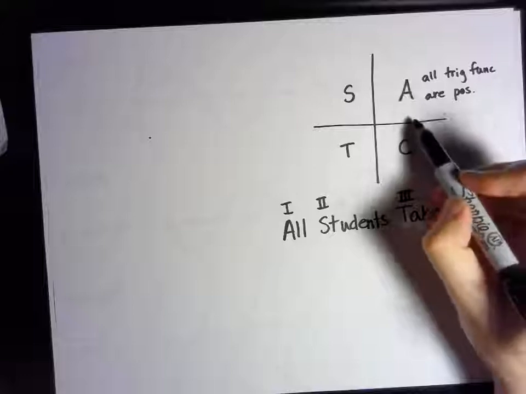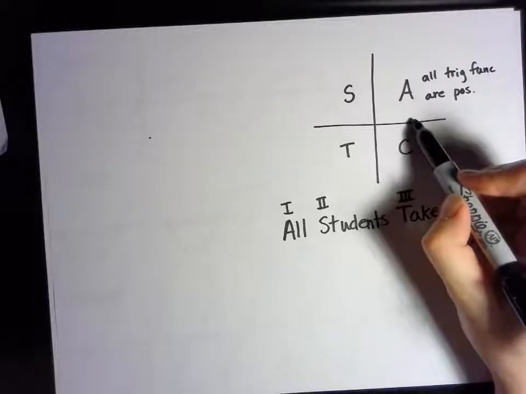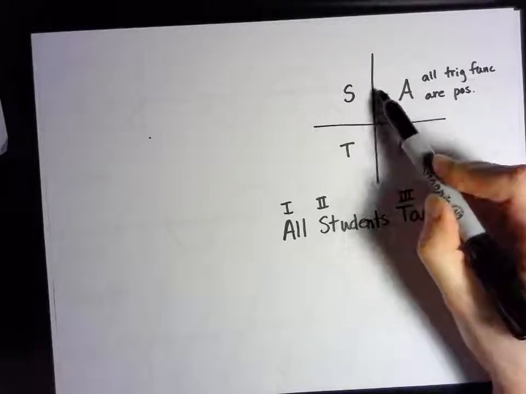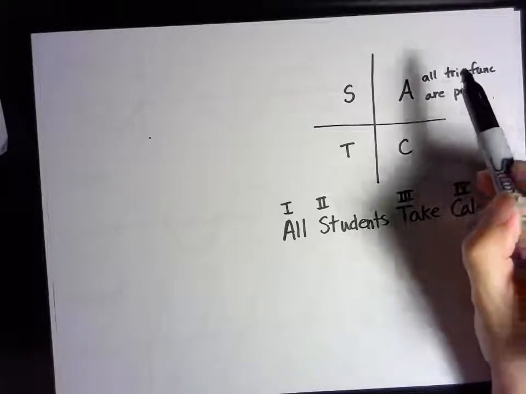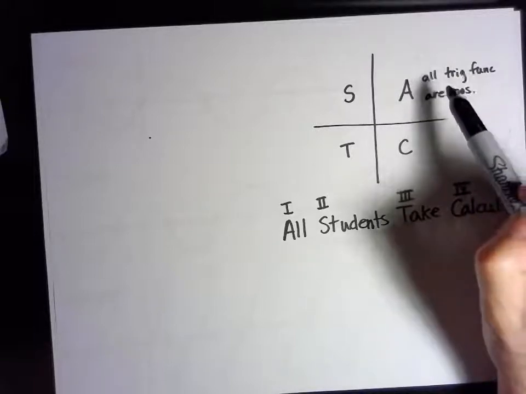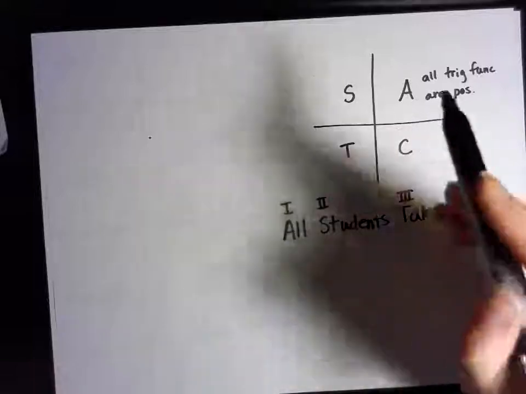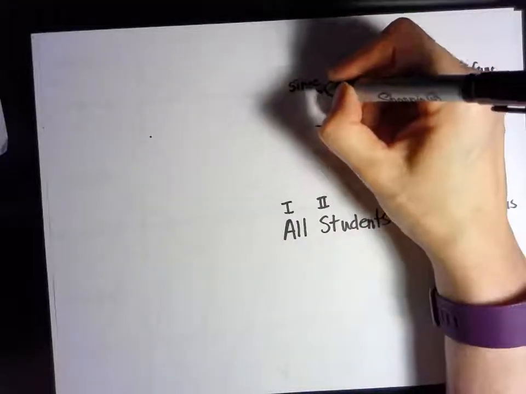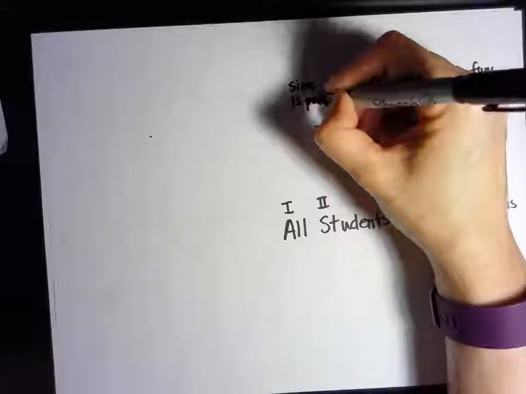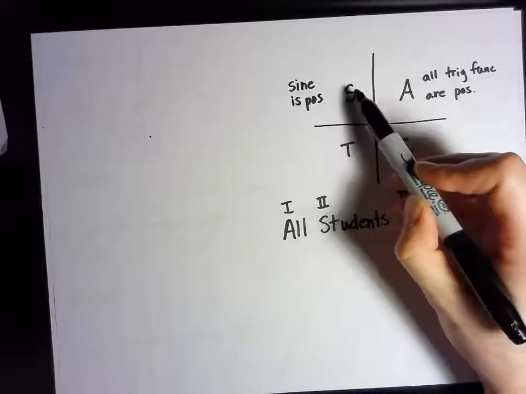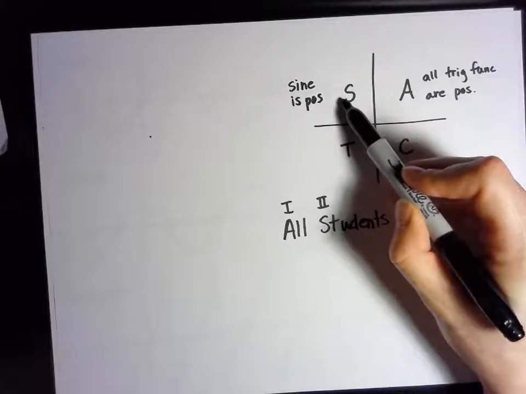So any angle from 0 to 90 is going to give you a positive value for every single one of the trig functions. What I mean by that is the sine, cosine, and tangent. Okay. The S stands for that the sine is positive. So between 90 and 180, only the sine is positive. The cosine will give you a negative value. The tangent will give you a negative value.